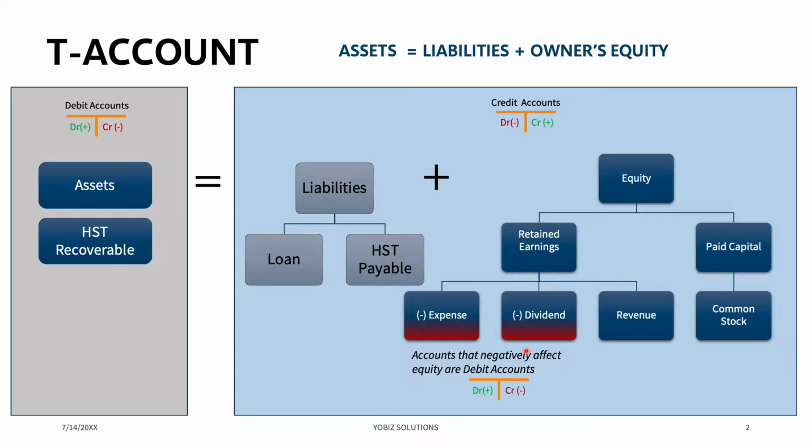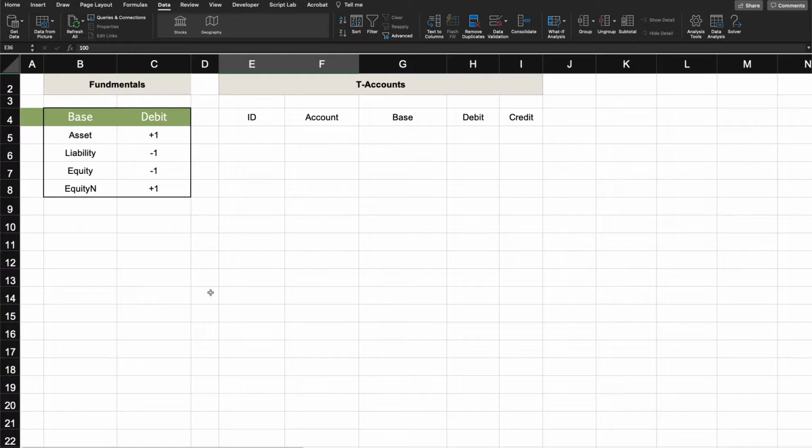In this particular video, we will start modeling this concept into Excel. Let us switch over to Excel. These are the fundamental types that we just discussed in the previous slide. I also put some headers here where we will start building our own T accounts for the business. The column names are self-explanatory.